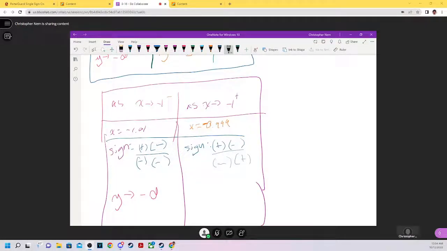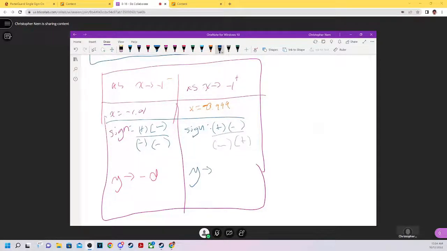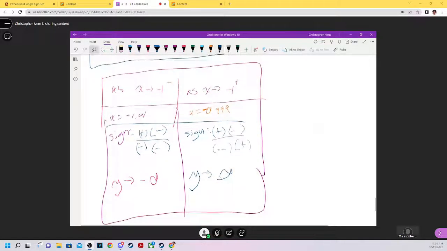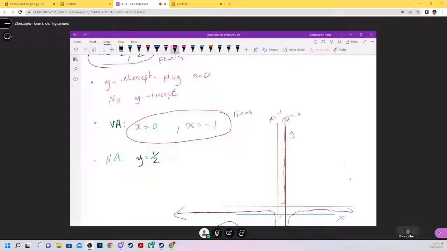Everything was the same except for that final factor, which means that y approaches positive infinity because the sign changes. Positive times a negative divided by negative times a positive, they're all going to be positive at the end of the day. So the y value approaches positive infinity, which means on the right side of this, it's actually going to loop like this.